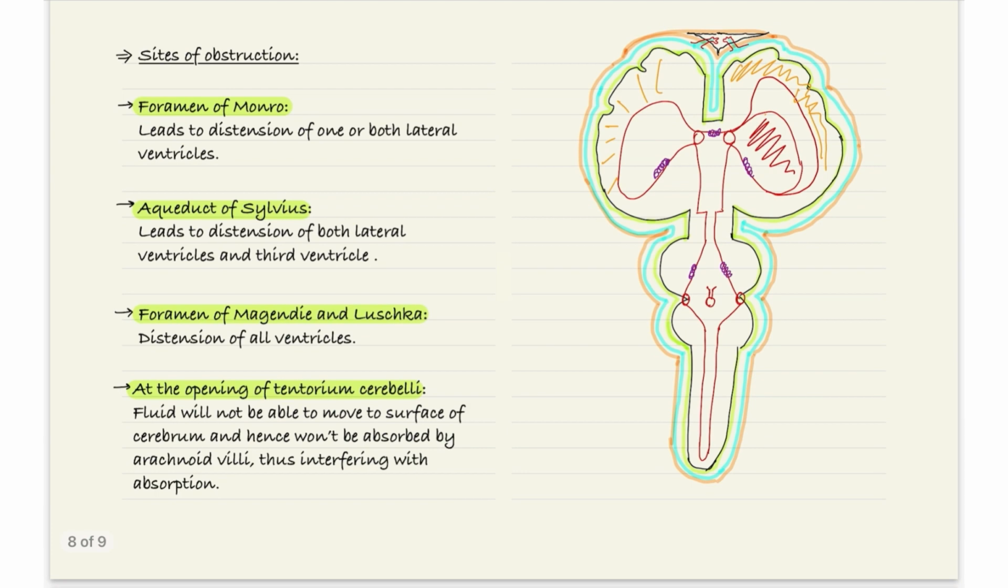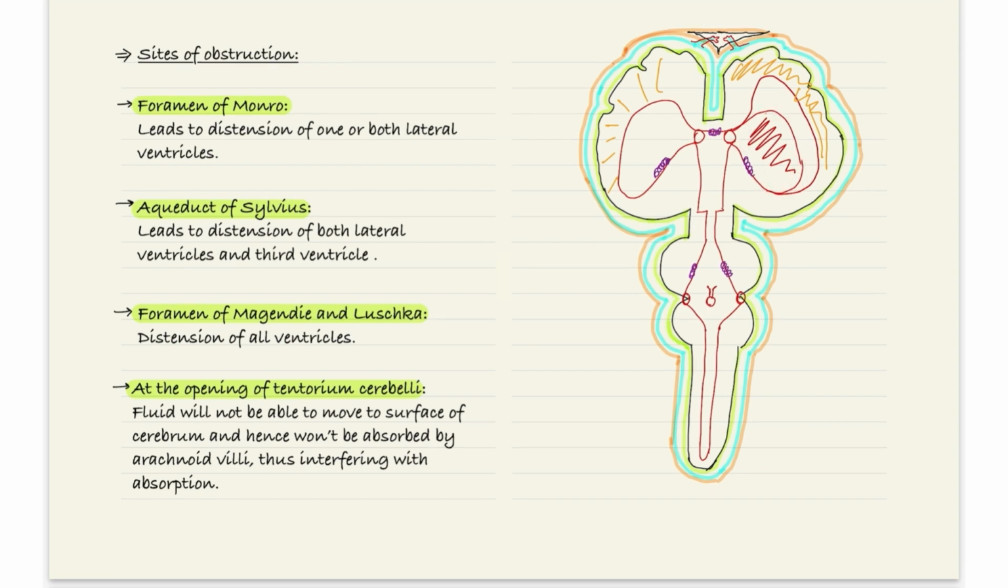Now what are the sites of obstruction? So it can be the foramen of Monro. These are the foramen of Monro. Now obstruction here may lead to distension of one or both lateral ventricles. So if there is obstruction in one of the foramen, then only one lateral ventricle will distend. Or if there is obstruction in both, then both the lateral ventricles will distend.